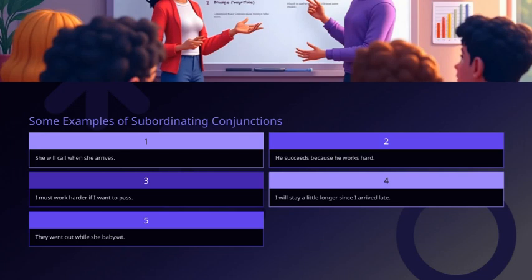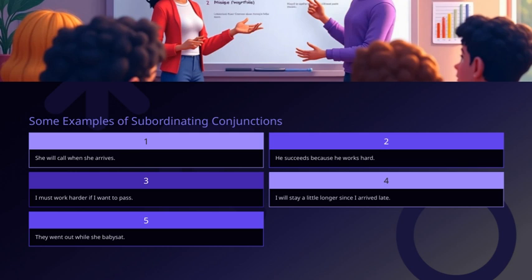Let's take a look at some examples of subordinating conjunctions in action. First, we have, "I will stay a little longer since I arrived late." Notice how "since" connects the reason for staying longer to the fact that I arrived late. It shows a cause and effect relationship.